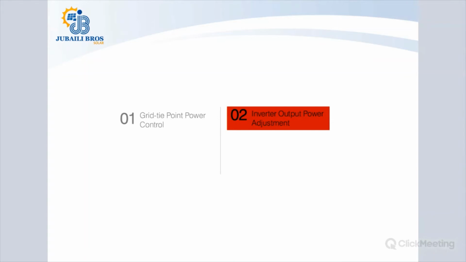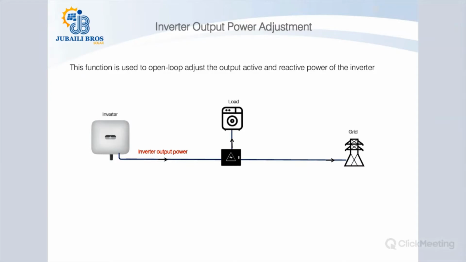So for this scenario, we can see what are the available options. Number one, inverter output power adjustment. So we can adjust actually the inverter output power and cap it at a certain limit. And this scenario does not require a power meter in this case. It can be done using the FusionSolar app.